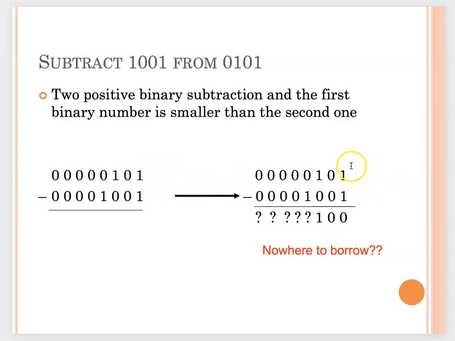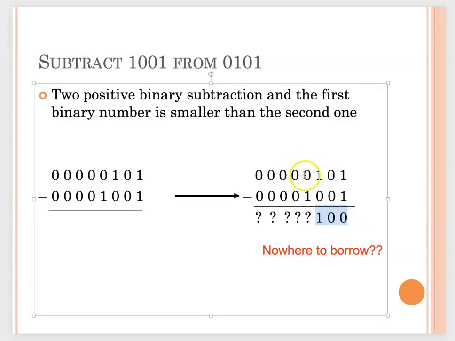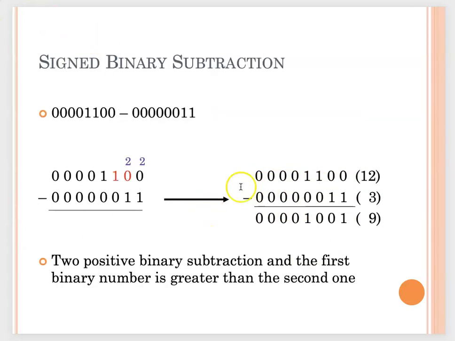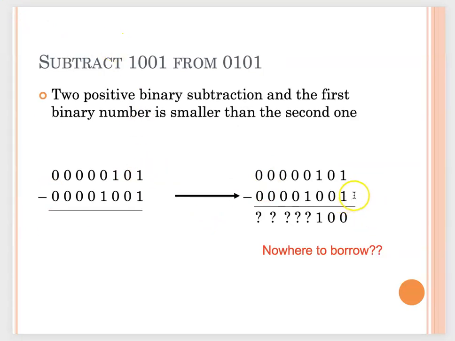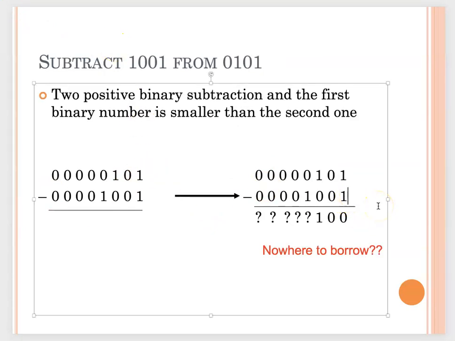You're going to see here, 1 minus 1 is 0. 0 minus 0 is 0. 1 minus 0 is 1. These are okay, right? But here, when we have a 0 minus 1, where will you borrow? You have no way to borrow, right? Because 1001 is 8 plus 1, which is 9, and 101 is 4 plus 1, which is 5.